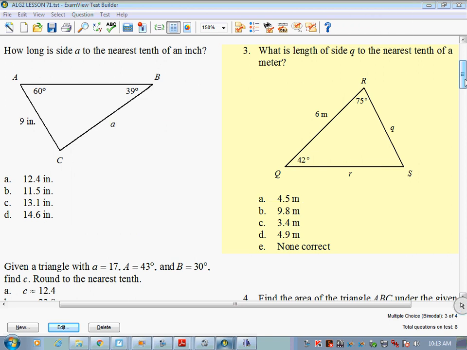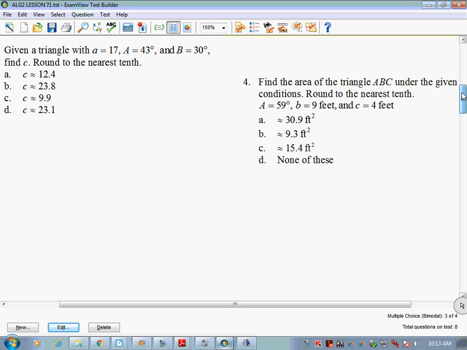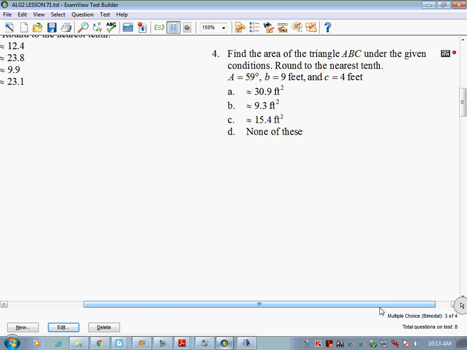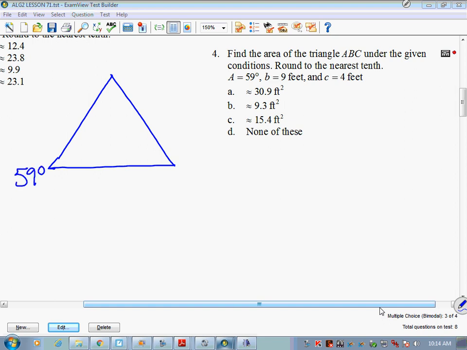Now let's switch gears. Let's go back to that original set of equations that we looked at. We want to find the area of this triangle ABC under the given conditions, rounded to the nearest tenth. So what's the first thing I need to do with this? Draw a triangle. Okay. Corey, where do you want to put 59 degrees? Bottom left. Okay. 59 degrees, you're going to put there. Okay. Let's see. Where do you want to put B, or your 9 feet?